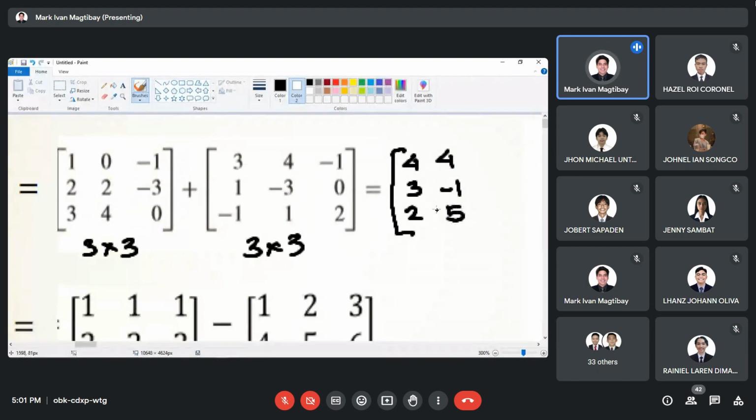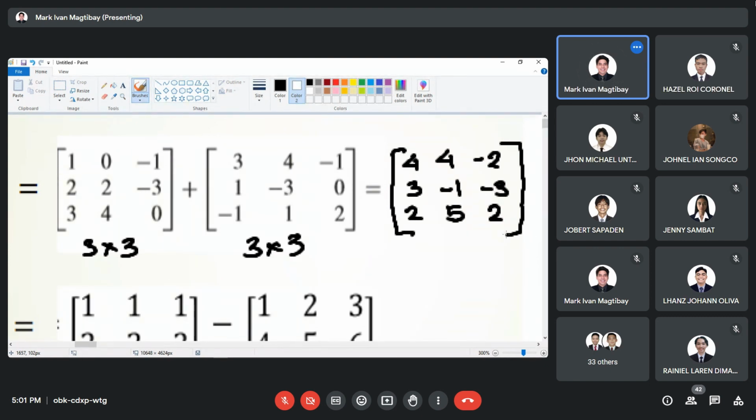Okay, so correct me if I'm wrong lang po ha, in case I put something wrong here. Okay, and then negative 1 plus negative 1 is negative 2. Negative 3 plus 0 is still negative 3. And then 0 plus 2 is 2 po. Okay, this would be your answer po for number 1.